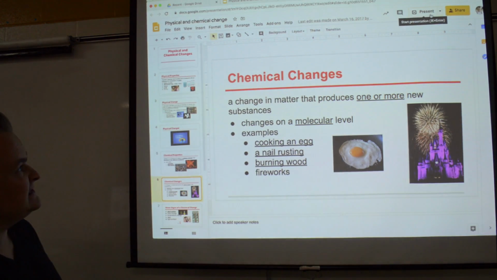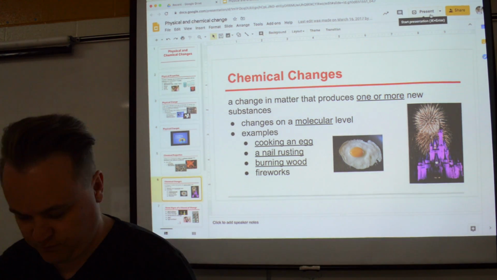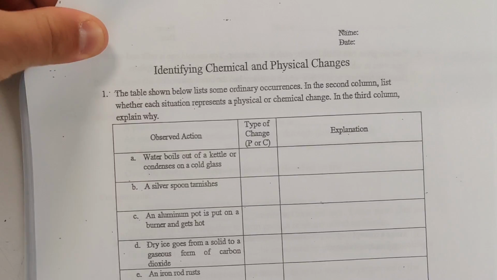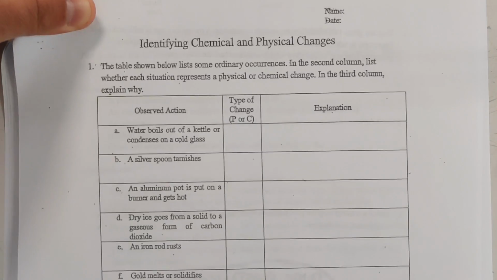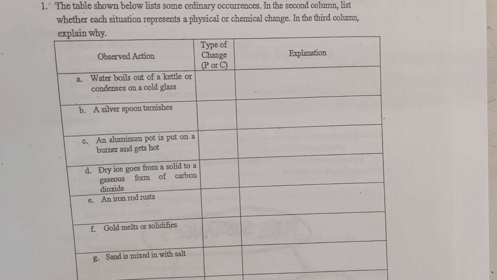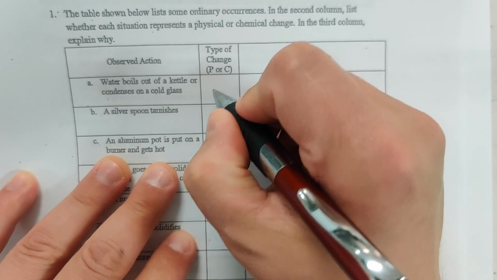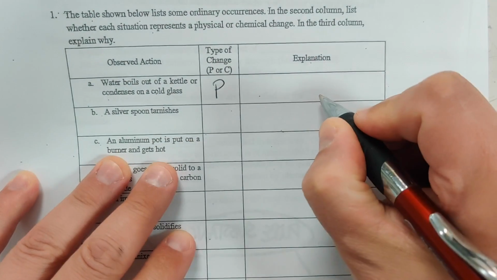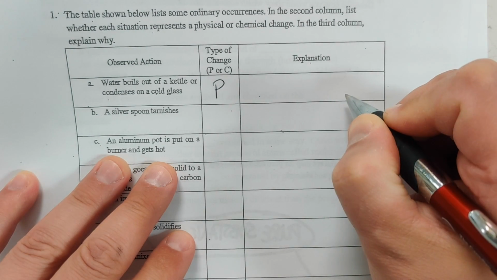Now, this gets us to the work that you need to do today. So you've got to go into your booklet, and you'll see a page after the slides that look like this. Identifying chemical and physical changes. And I'm going to do some of these with you now, but I still want you to take a picture of it, okay? All right, so water boils. I would say that's physical. You might say why. You can fill that out, but it can return to its original state.